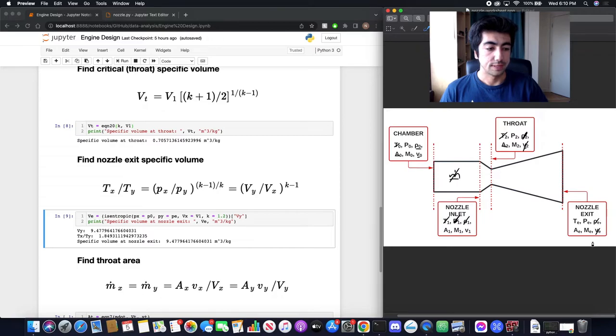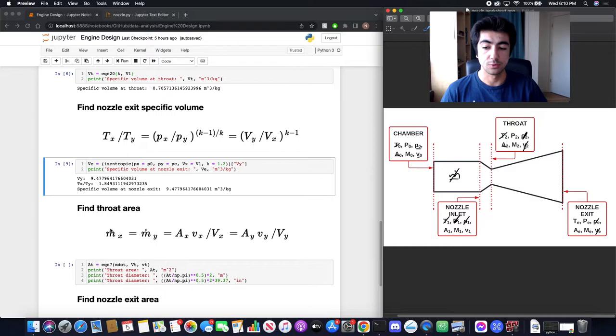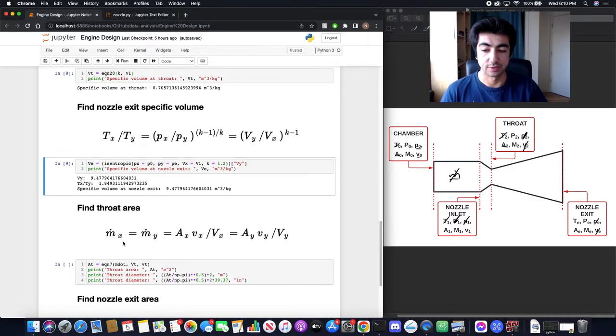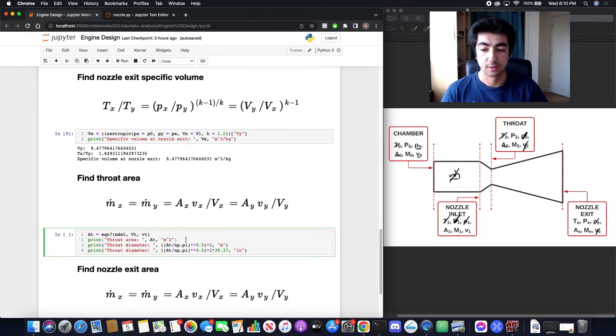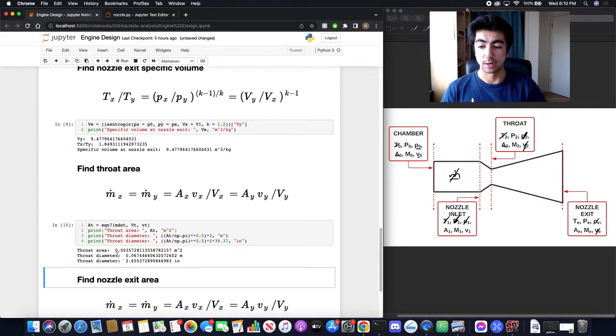So we know the density at the exit now. Now we have everything, right? We have our mass flow rate. We have our velocities. We have our densities. We can now use this equation to solve for our various different areas. So this is equation 7. And we'll start with the throat area, right? We know our mass flow rate. It's the same everywhere. We know our specific volume at the throat. We know our velocity at the throat. That was one of the first steps. And so using the mass flow rate equation, we can solve for the throat area.